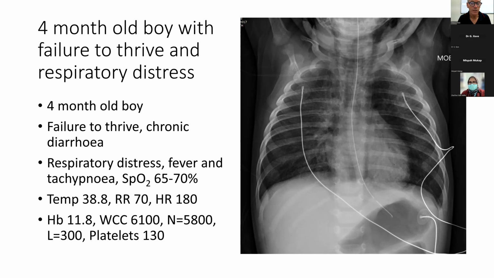Yeah. So the key features on the clinical history, obviously the severe desaturation, the fever the child's got. Perhaps if you look at the full blood count, the white cell count looks okay, doesn't it? 6,000 is okay. 5,800 neutrophils, that's still okay. The lymphocytes are very low, right? Platelet count, that's a little bit low, but not too low. Hemoglobin is okay, all right?